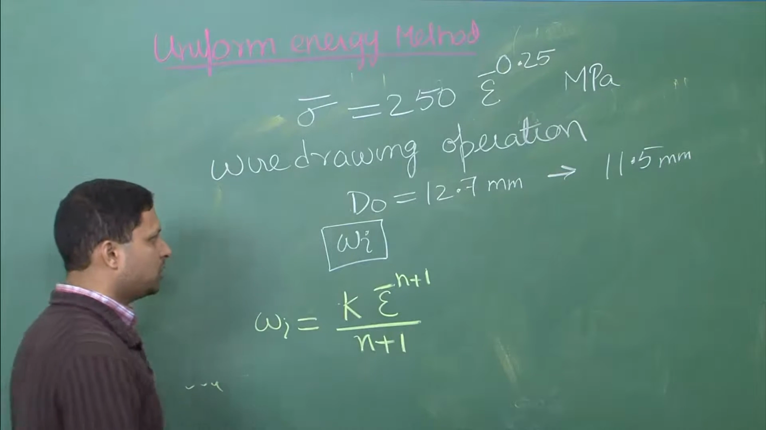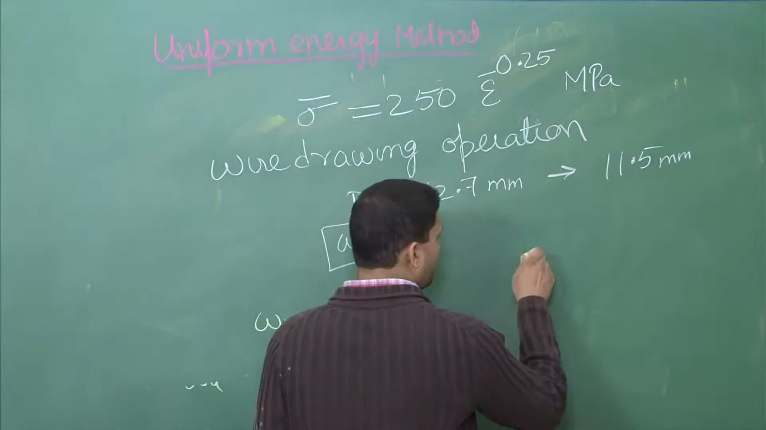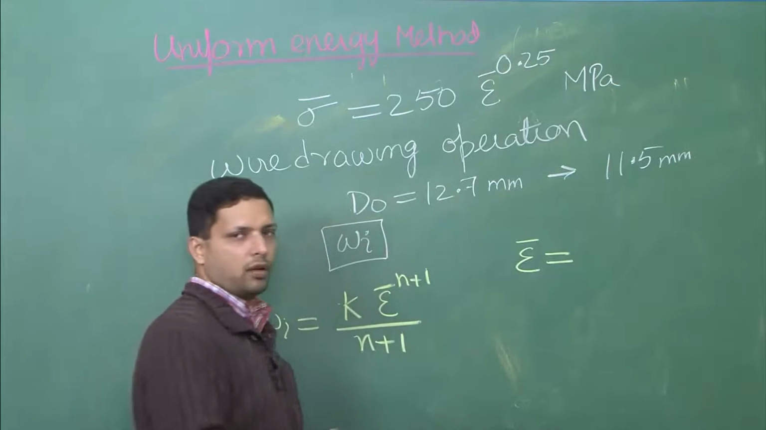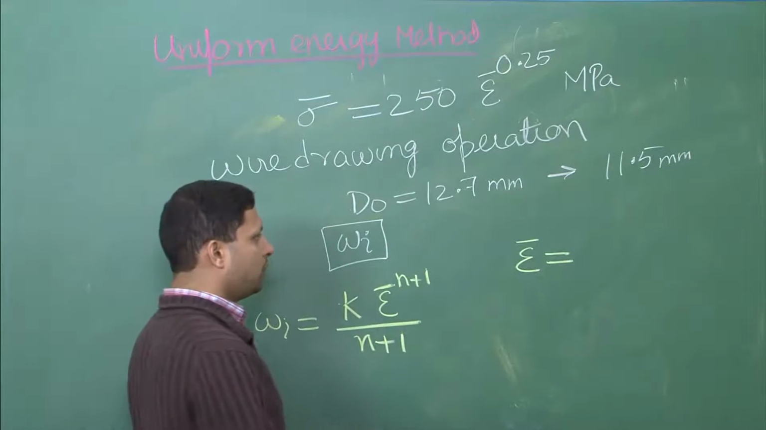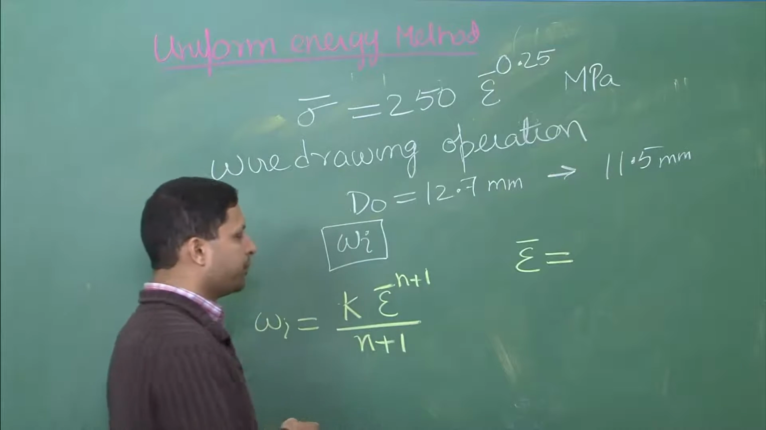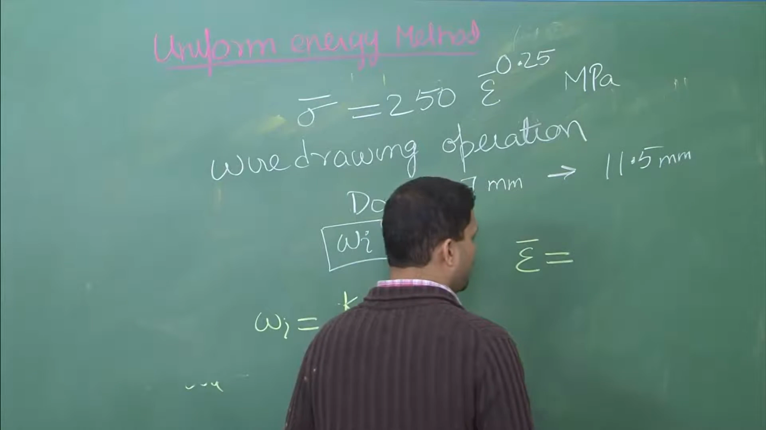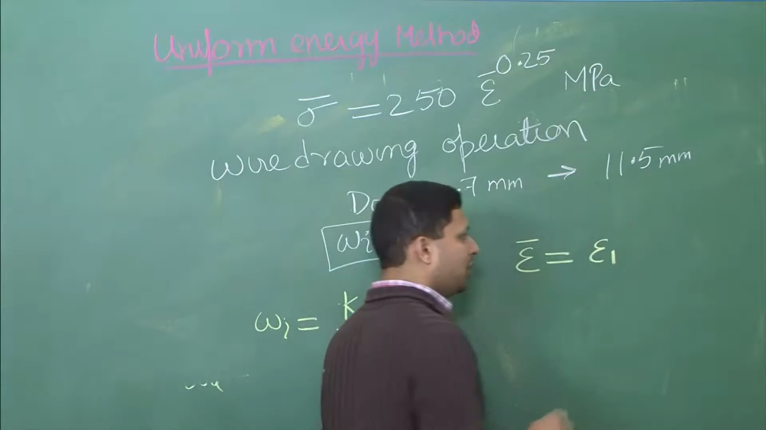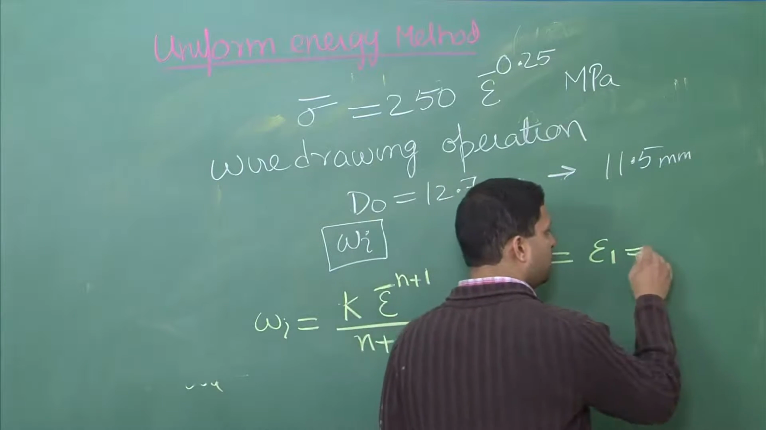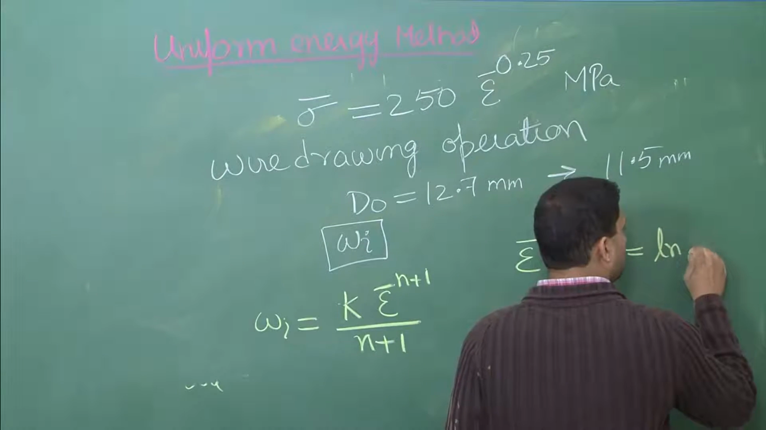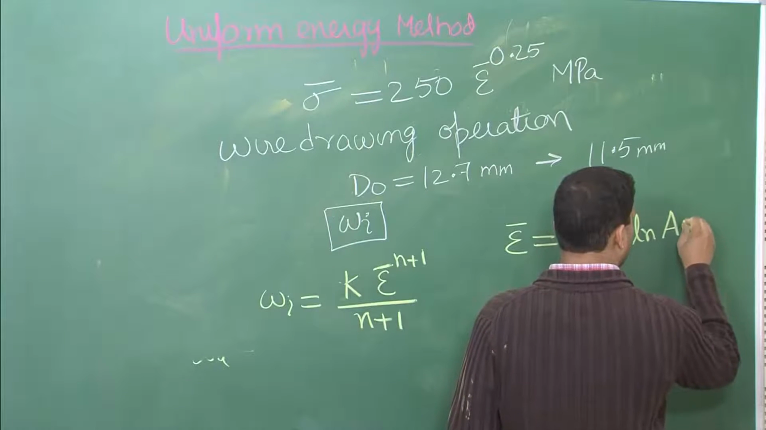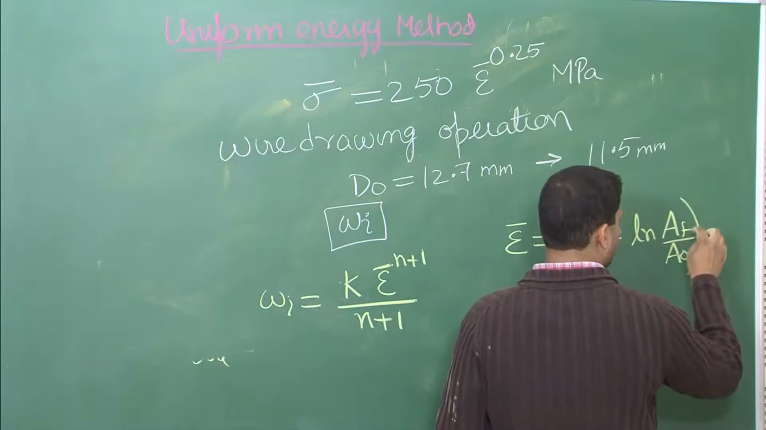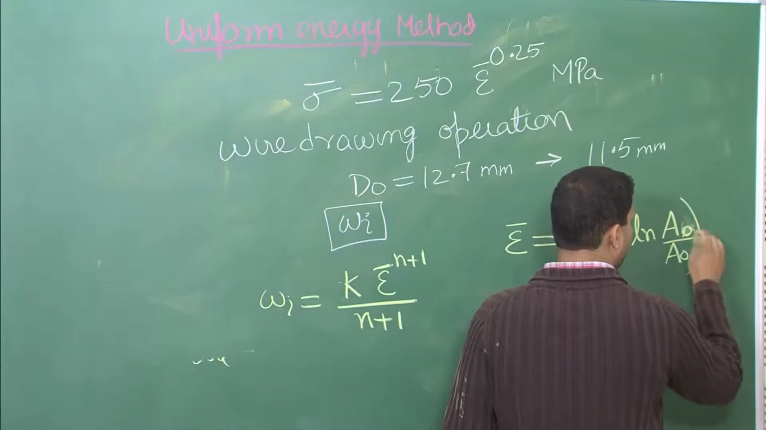True, that much is right. However, how do you calculate strain? Again, this is something you have to be always careful about. We have to calculate the effective strain, and effective strain, if you remember, for wire drawing operation is equal to epsilon 1, which is equal to ln A final by A naught. Sorry, it is A naught by A final.